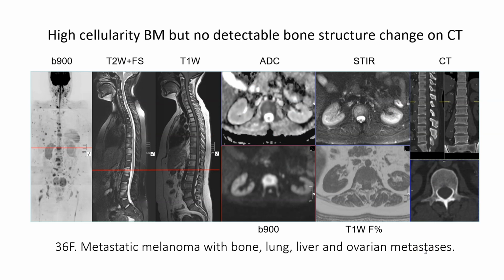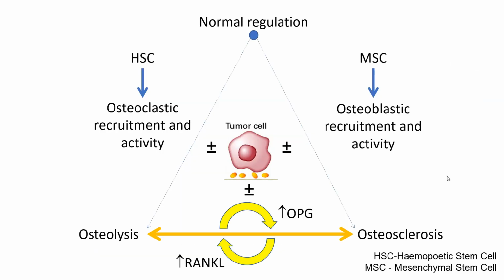So if you take this patient here with lots of metastatic disease visible on the diffusion image, on the T1 and the T2 sequence, you'll see that the bone texture is completely normal. So in this particular instance, the tumor is proliferating within the bone marrow space, not causing any osteoblastic or any osteoclastic upregulation, so we don't see osteolysis and we don't see osteosclerosis.